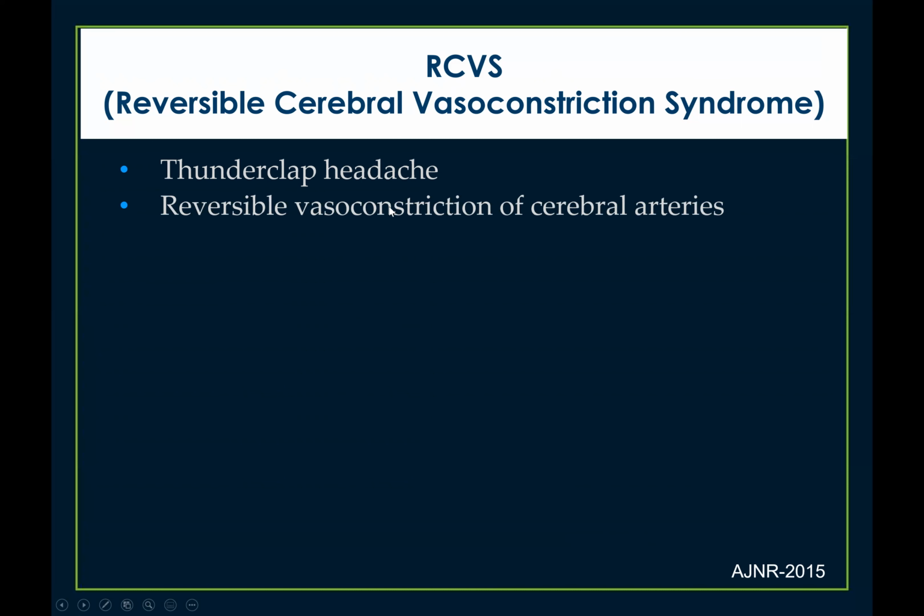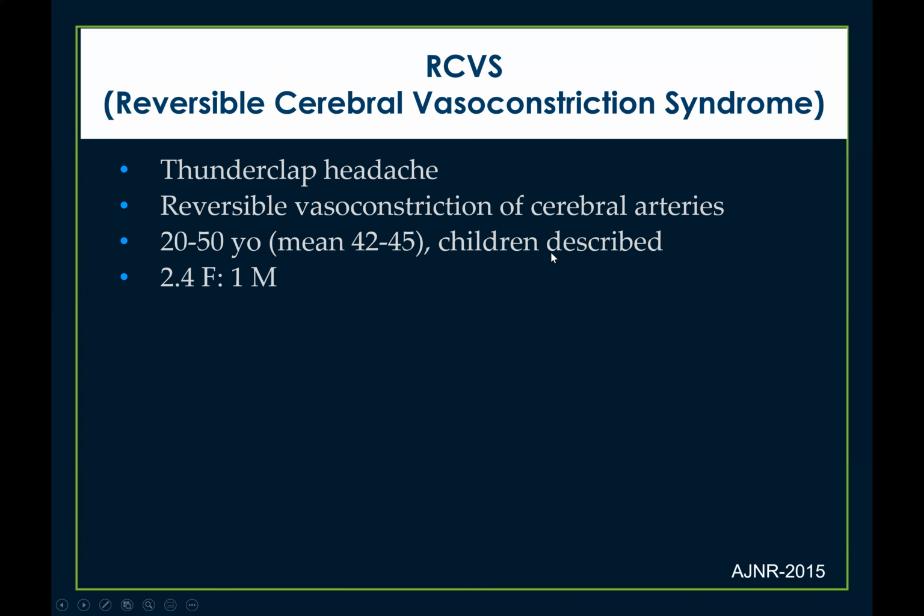There is reversible vasoconstriction of cerebral arteries, usually large or middle-sized arteries. And the tricky thing is that this vasoconstriction may not be identifiable at the very beginning, and actually it undulates over the course of the disease. So if you're not thinking about this diagnosis, it may be very difficult. It affects young adults, but has been described in kids, female predominance. It may be spontaneous or secondary to exogenous trigger, such as substance abuse.